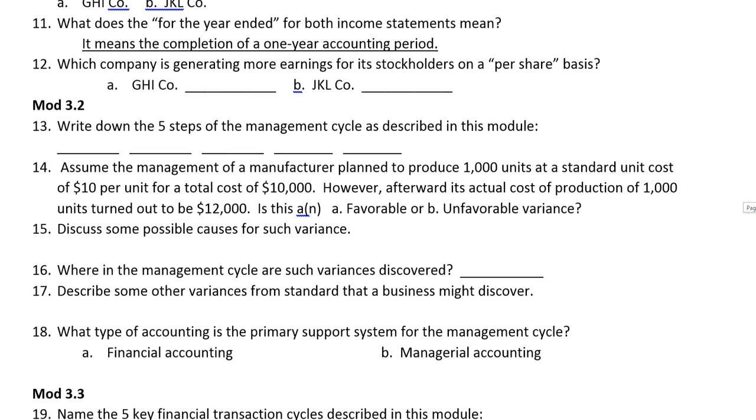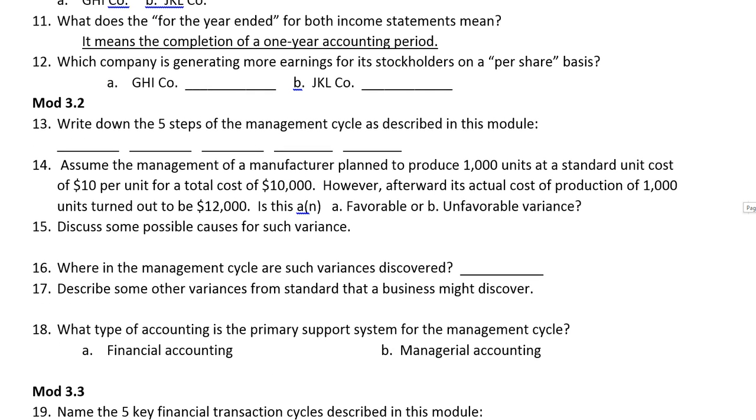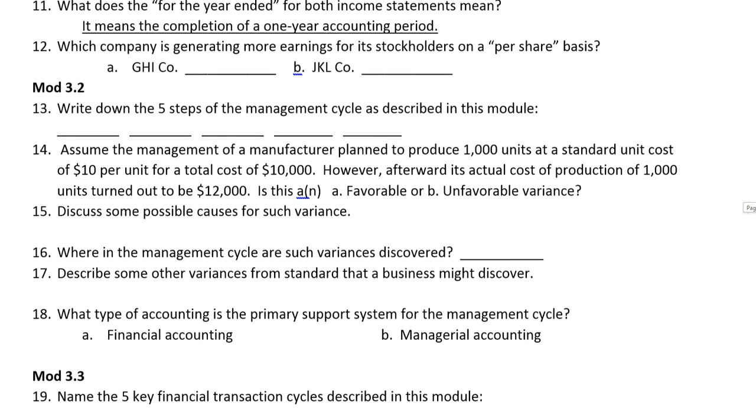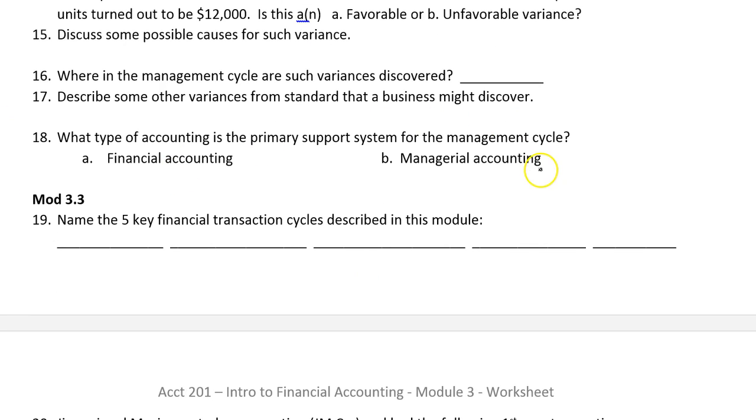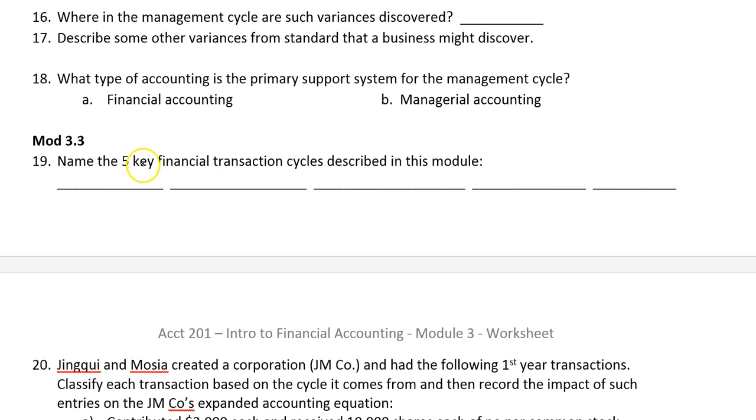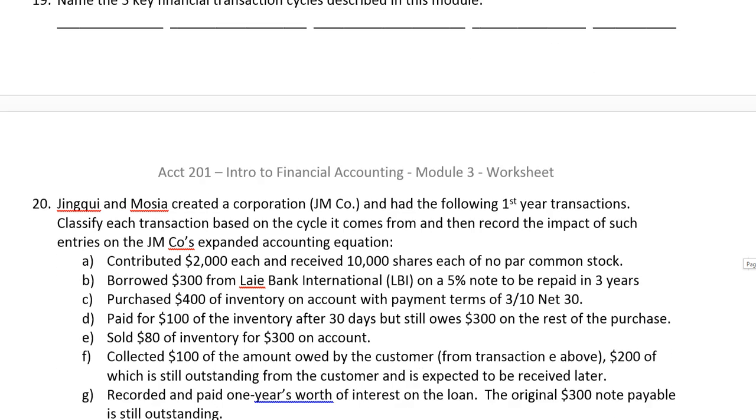Continuing on with Mod 3.2, this is about the management cycle. And that's straight off of the videos, so I won't spend a lot of time on these. I think you can get that off of the videos. The difference between financial and managerial accounting. The 5 key financial transaction cycles, it's right out of the videos. You should be able to handle that.